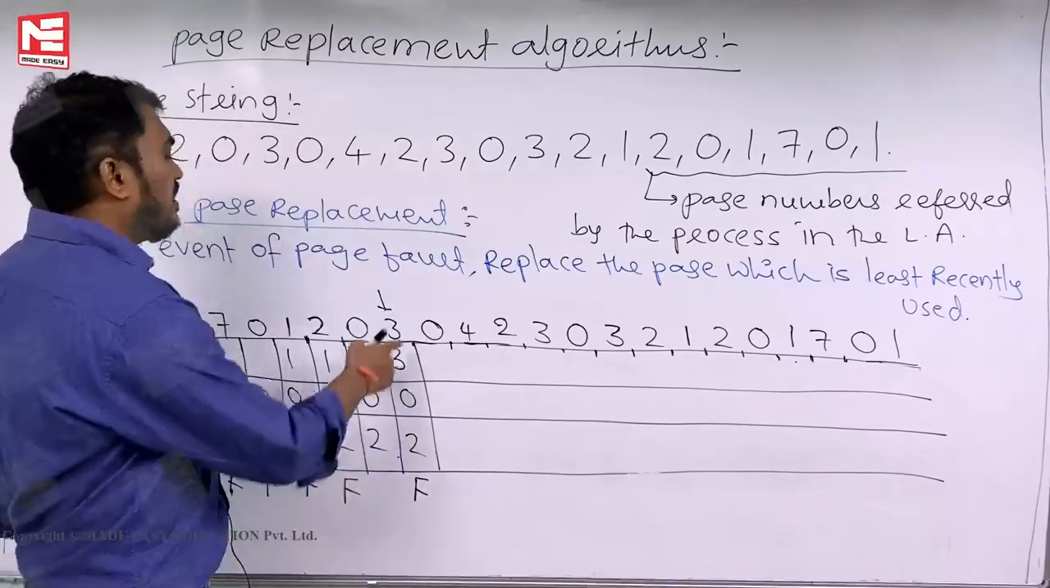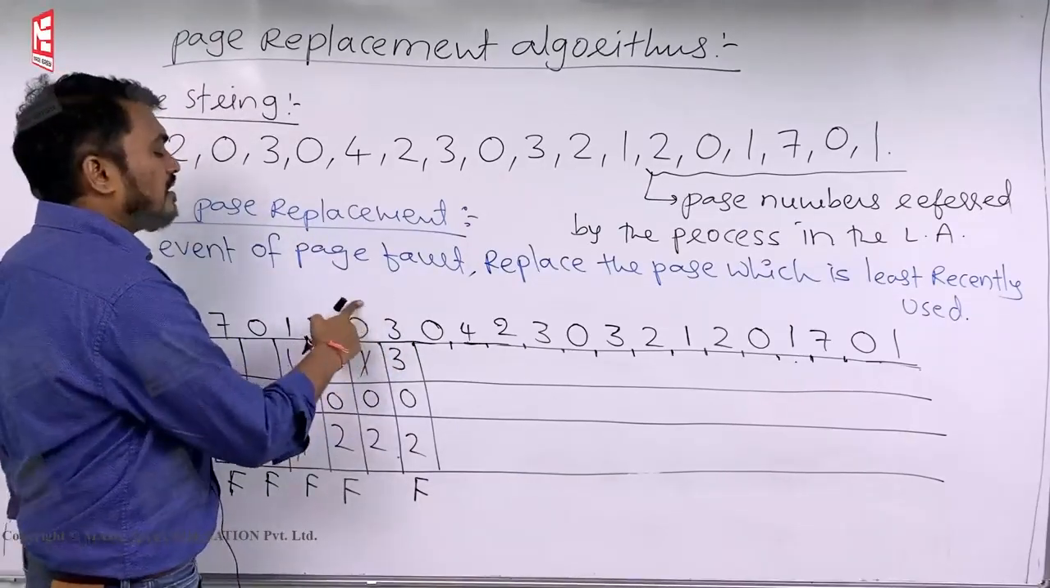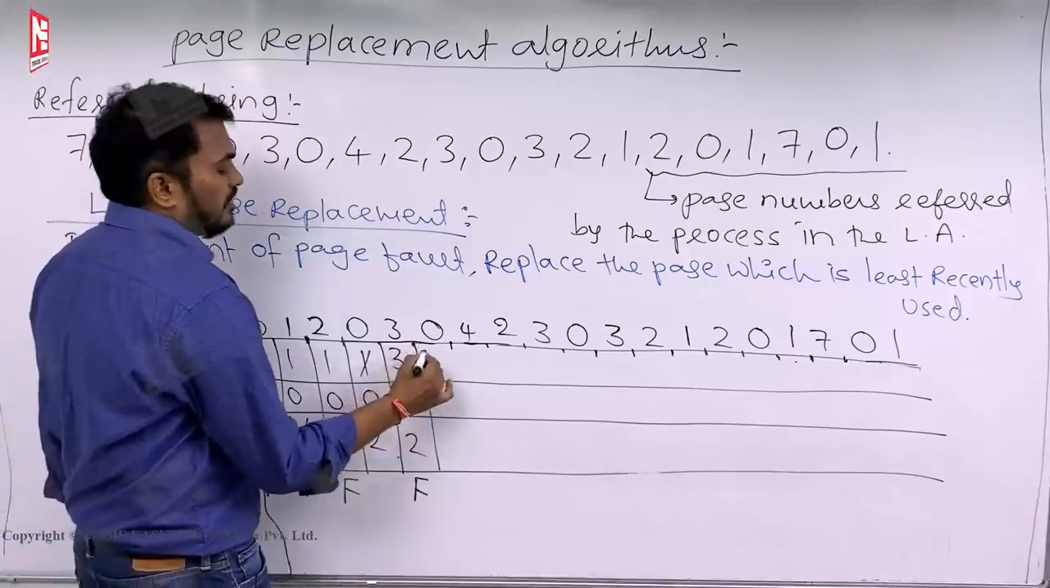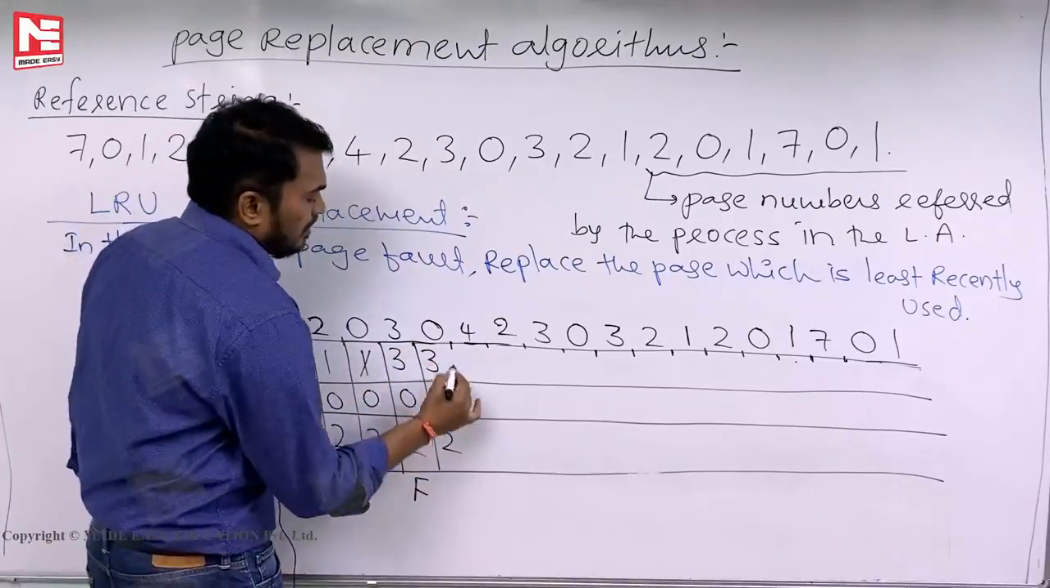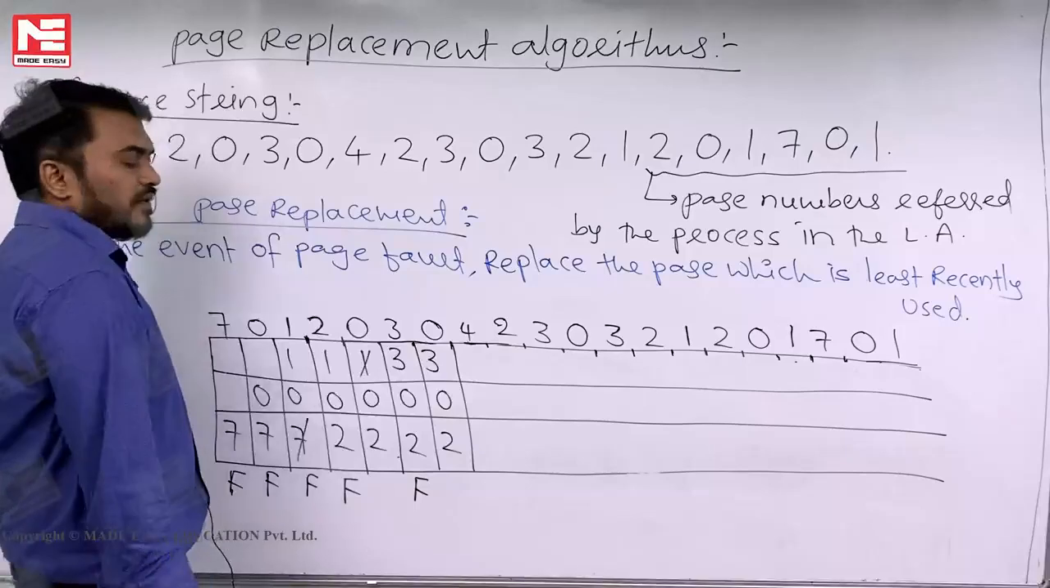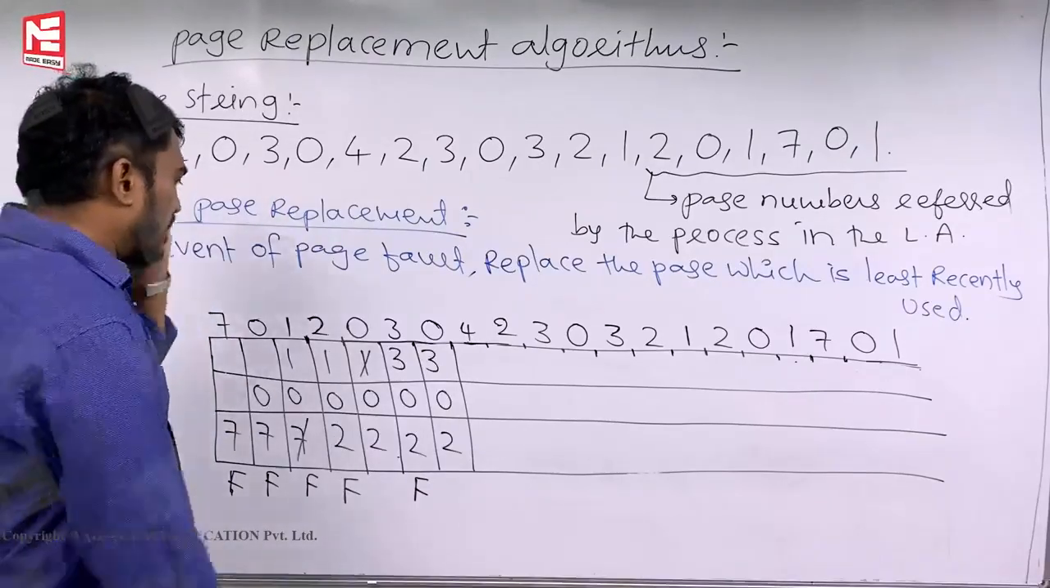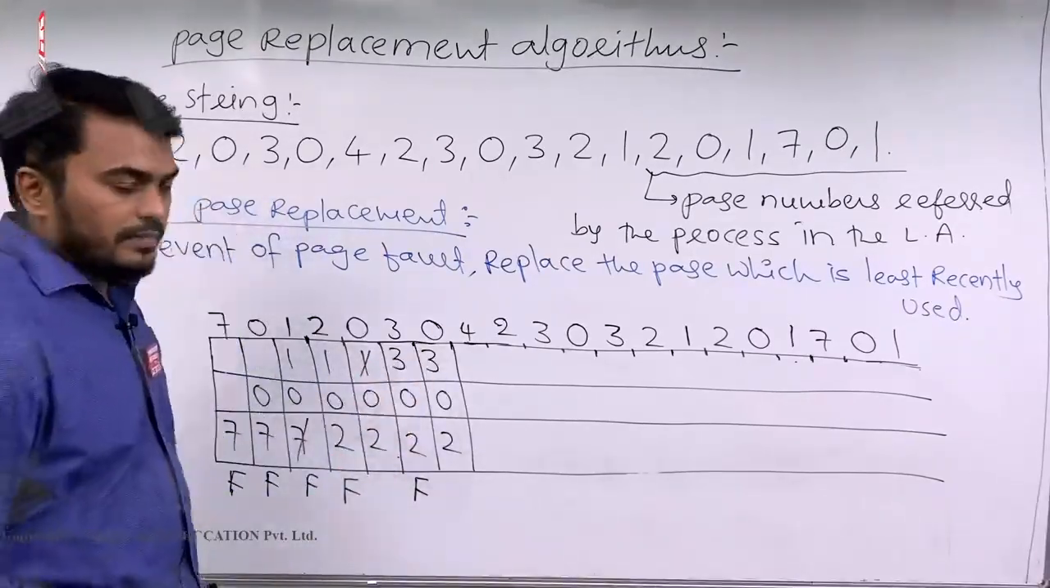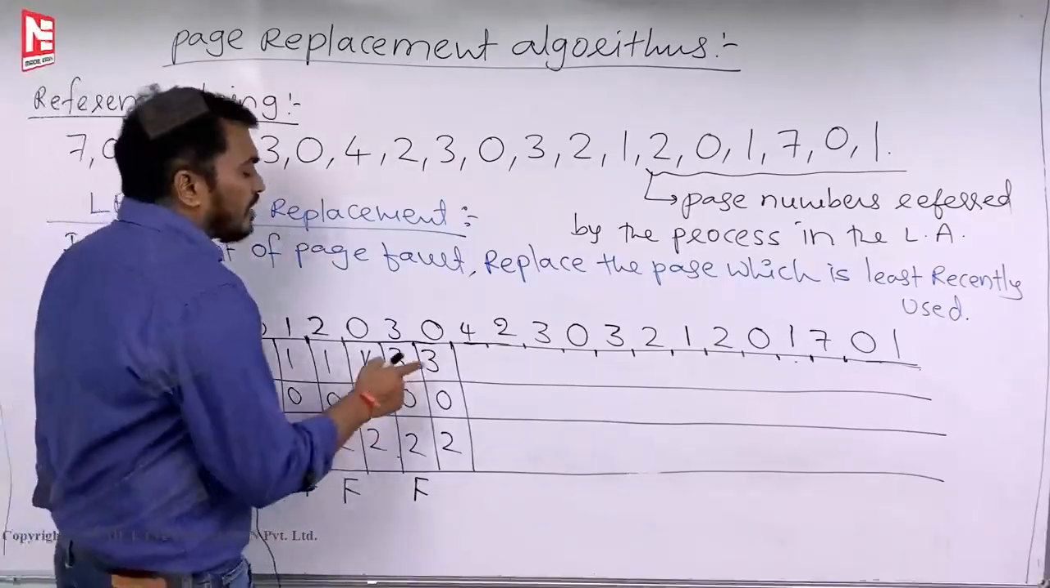Okay, right. Next is what here? 0. Understand here, 0 is available here. Yes, it is available. So copy as it is. Don't write F. Next is what here? 4. Now 4 is not available. Now tell me which one you replace?